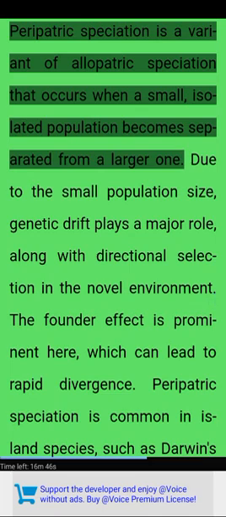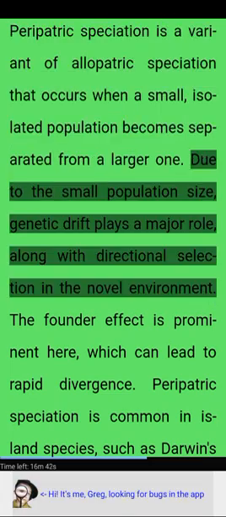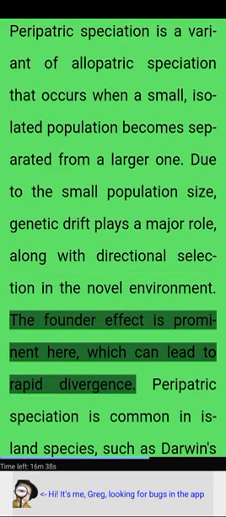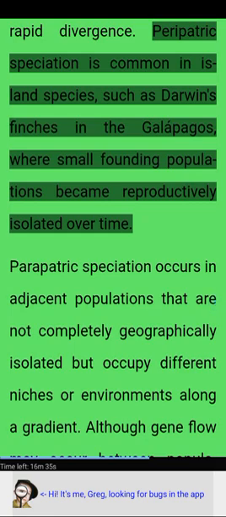Parapatric speciation is a variant of allopatric speciation that occurs when a small, isolated population becomes separated from a larger one. Due to the small population size, genetic drift plays a major role, along with directional selection in a novel environment. The founder effect is prominent here, which can lead to rapid divergence. This is common in island species, such as Darwin's finches in the Galapagos, where small founding populations became reproductively isolated over time.